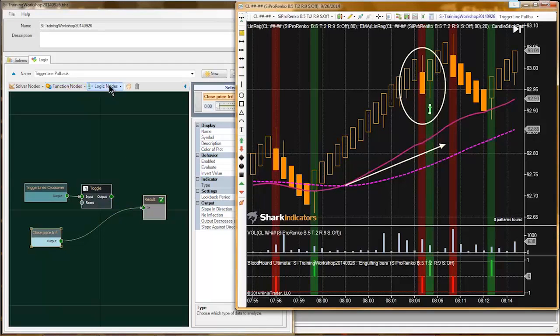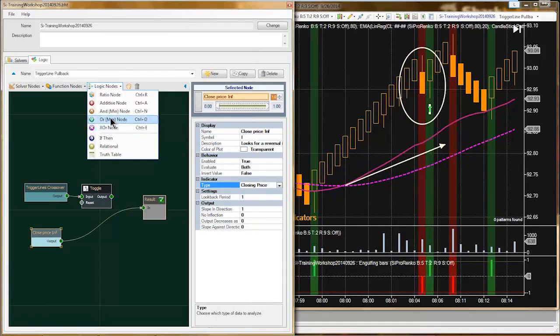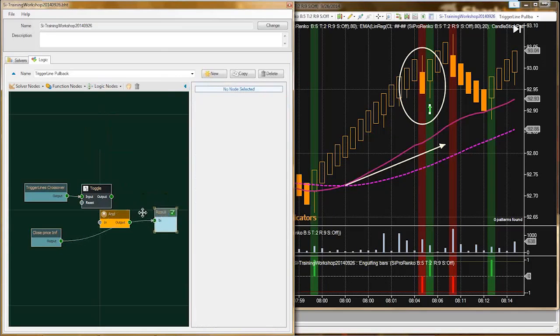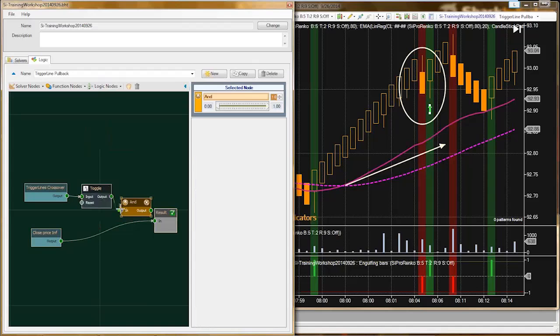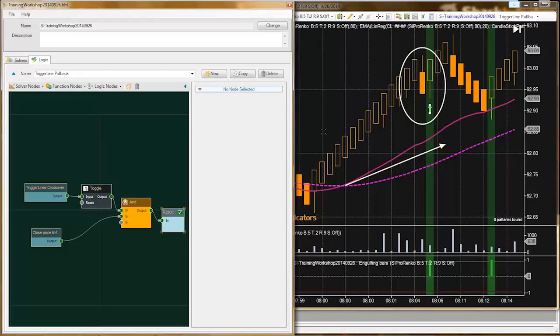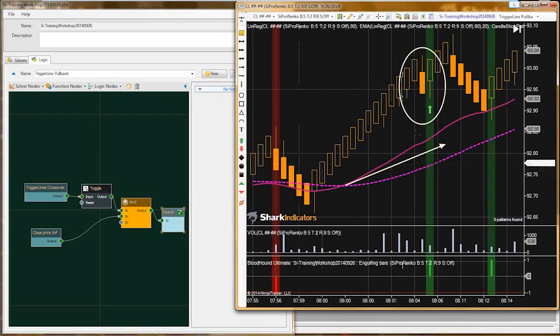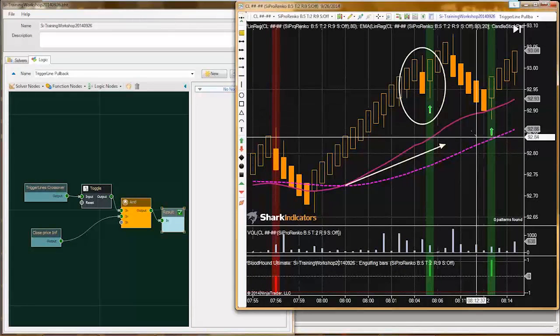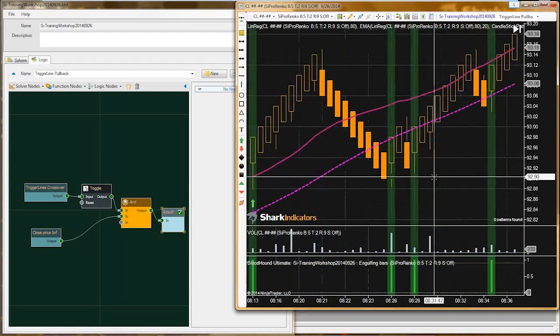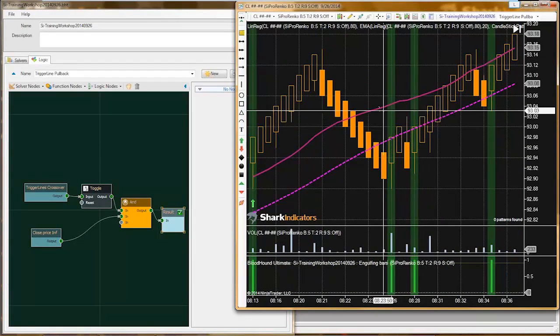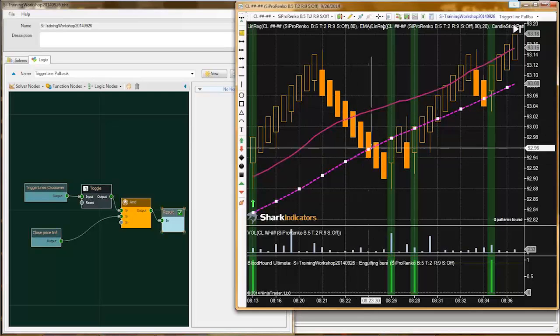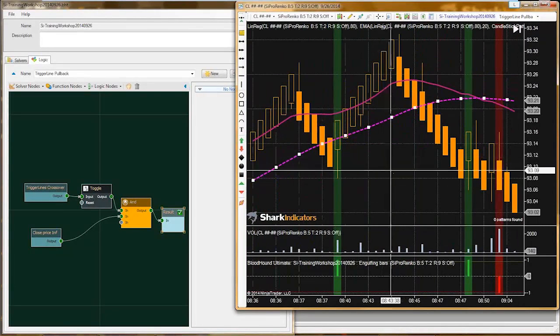So let's see, what do you think is going to happen if we join these together with an AND node? Connect that in, connect the inflection in, and there we go. So we get a nice pullback and a long signal out of it. And of course we get another long signal out of it. And so on and so forth, as long as our moving averages don't cross each other.